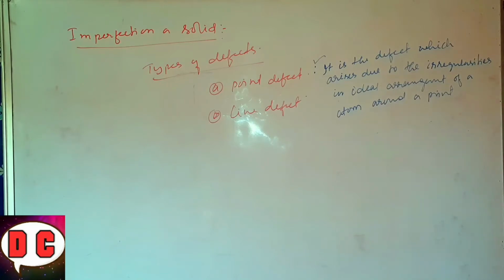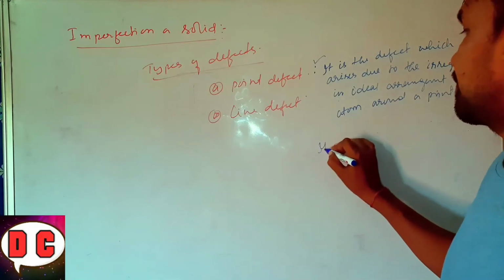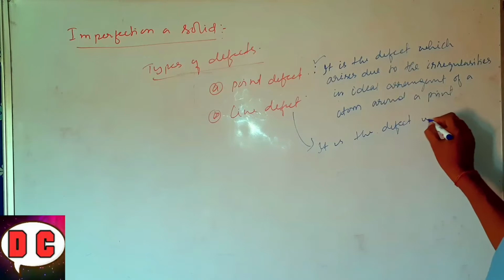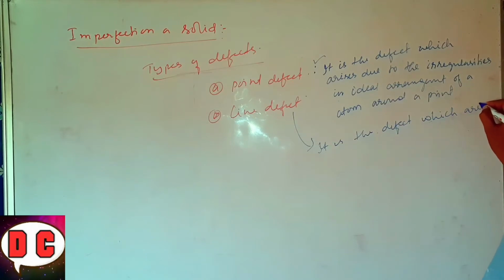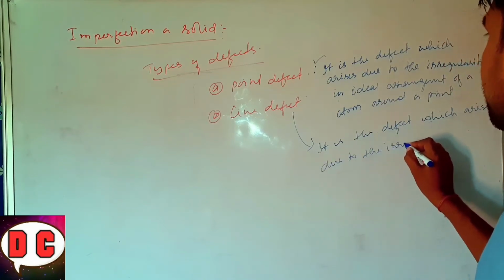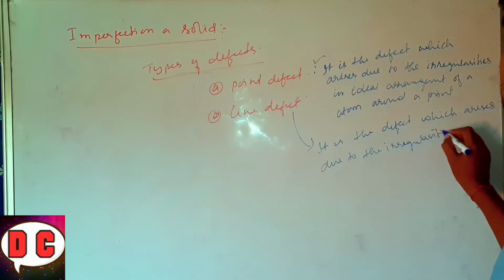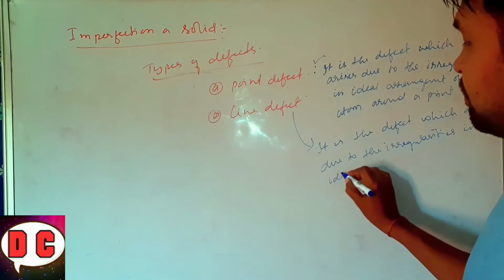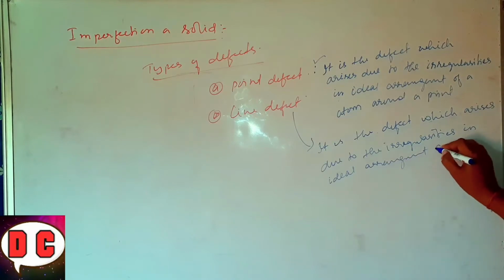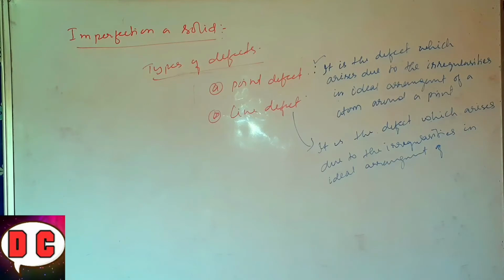Next one is the line defect. So what is a line defect? Let us try to understand this. A line defect is the defect which arises due to the irregularities in the ideal arrangement in an entire row or column.